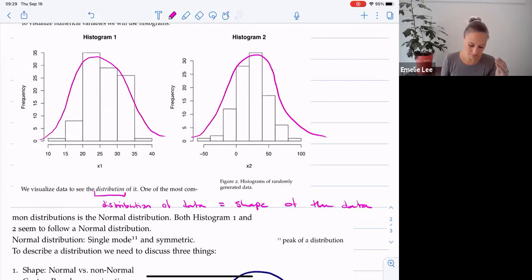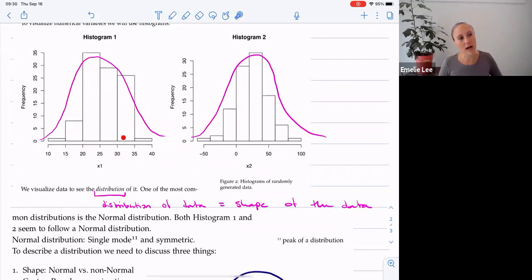But in general, I would say that histogram 1 looks like it follows an approximately normal distribution, right? It has pretty short tails. So we want to kind of explain away reasons why it would be non-normal. Histogram 2 just looks like a beautiful normal distribution, okay? And so definitely here the shape is normal, okay?